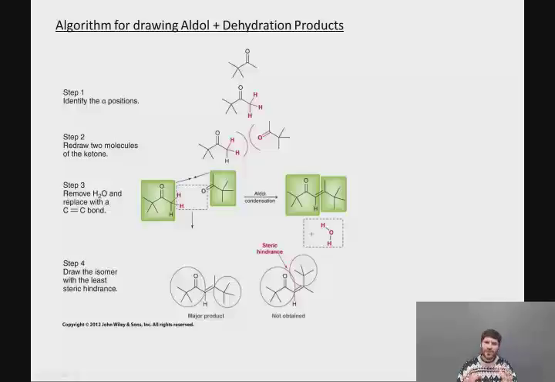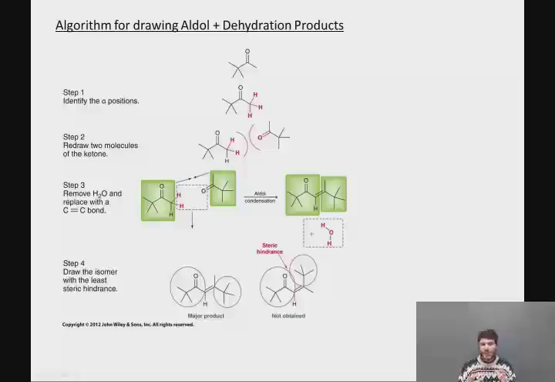So I just want to close this lesson out by going through an algorithm of how to draw the product. Because remember, we are going to have two new carbon-carbon bonds. We're going to have a new carbon-carbon double bond. So the way I think you should look at this is, if we're doing a dimerization reaction, first of all, identify alpha hydrogens that can get removed. So in this case, they're indicated in red here.